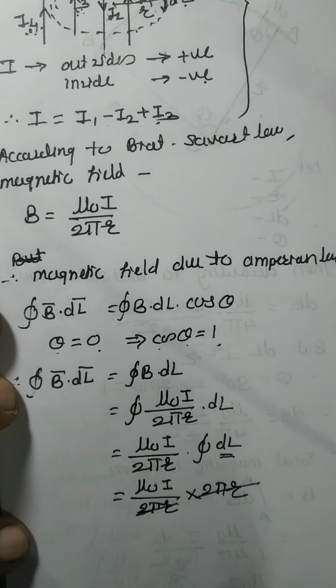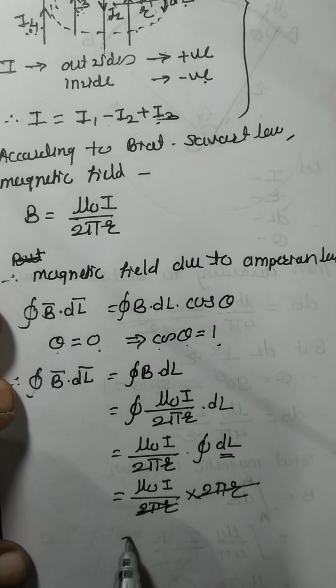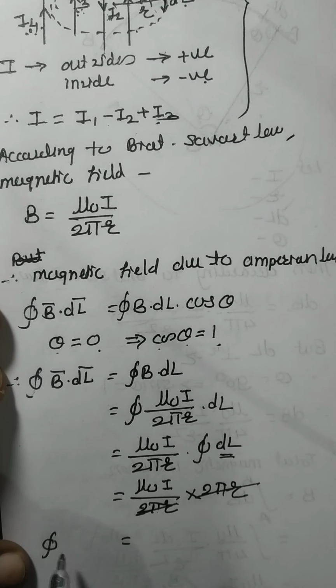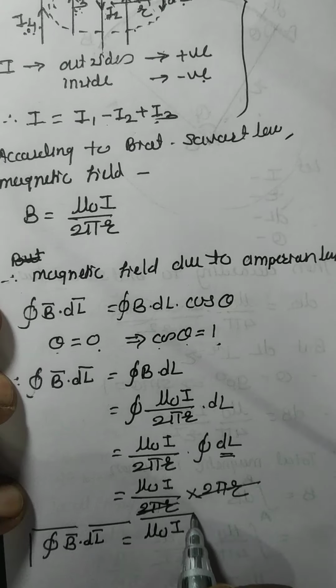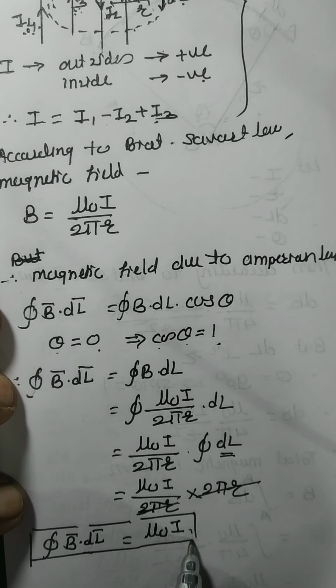2 pi r, like 2 pi cancel, we get closed integral of B dot dl is equal to mu naught I. This proves Ampere's law.